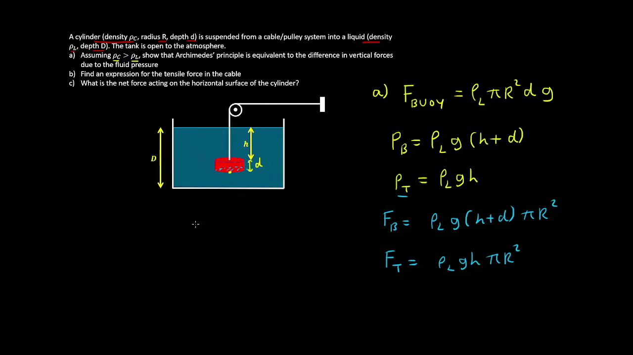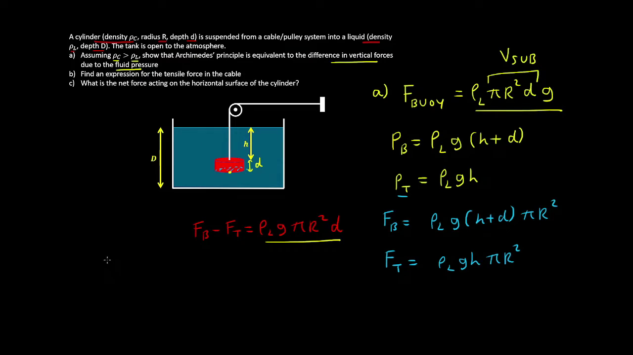And therefore, the difference between these forces is equal to ρ_L by g by the area. And as you can see, h minus h is going to cancel, and we're left with d. So therefore, the difference between these vertical forces due to the fluid pressure is equal to the buoyant force, using the submerged volume here.